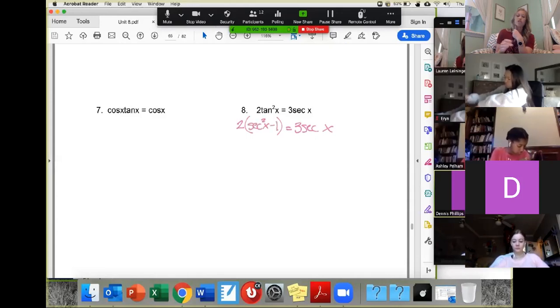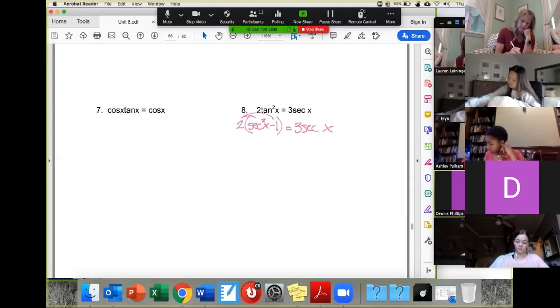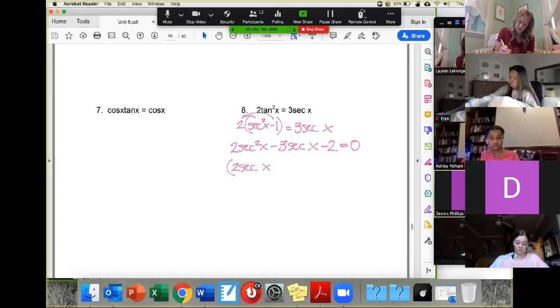Good. Which should be a good sign because now we're all in terms of secants. So once I get here, I'm going to go ahead and distribute. That's going to give me 2 secant squared. I can already tell that this is going to be a trinomial, so I'm going to move that 3 secant to the left by subtracting it. And then finish with the -2 that I would have gotten from distributing. I would then go ahead and factor this. 2 secant squared is going to be 2 secant and secant.